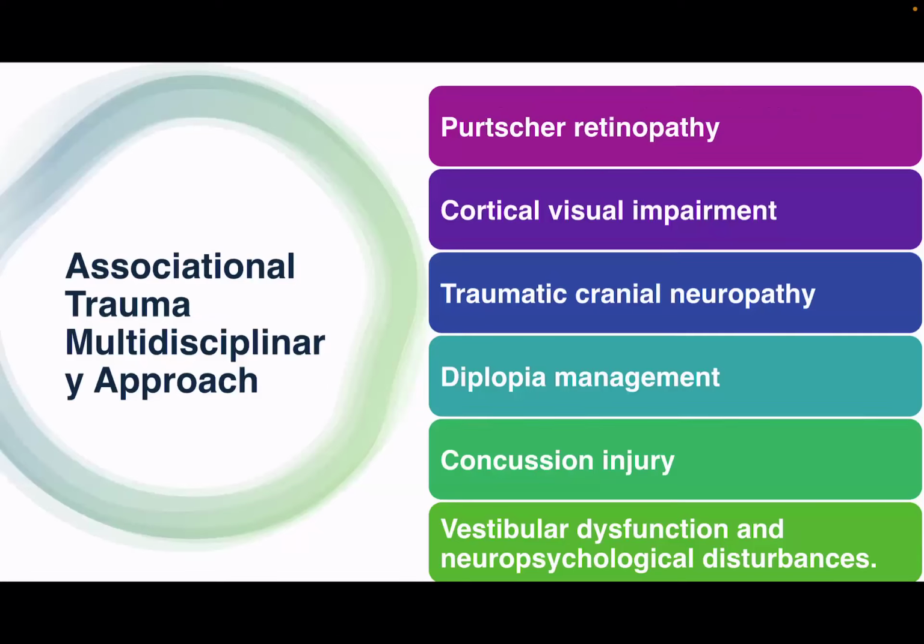What are the associated injuries that should be approached later by a multidisciplinary team? Peripheral retinopathy can develop because of trauma, cortical visual impairment, traumatic cranial neuropathies, diplopia management, and concussion injuries, vestibular dysfunction as well.